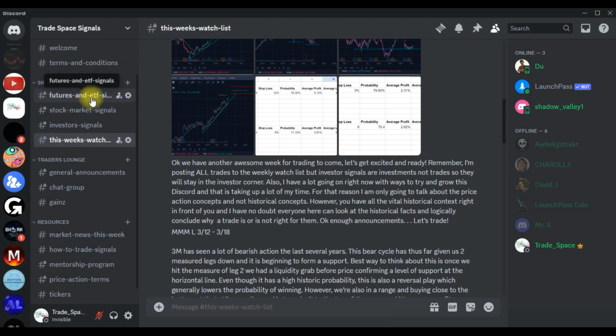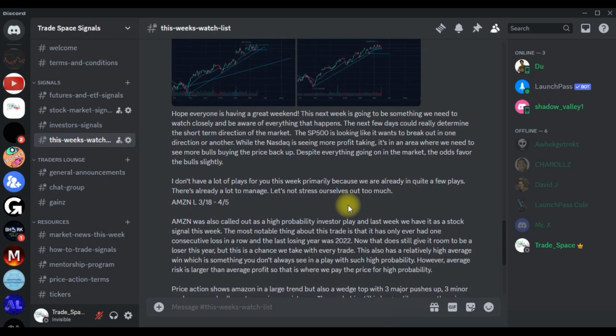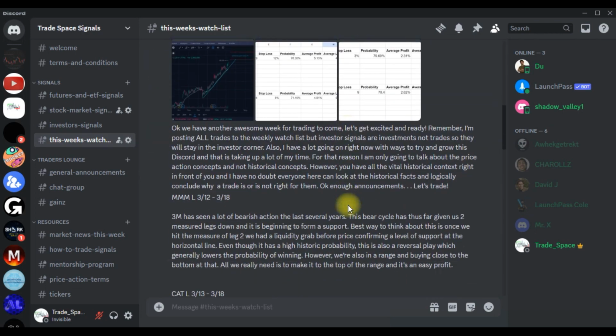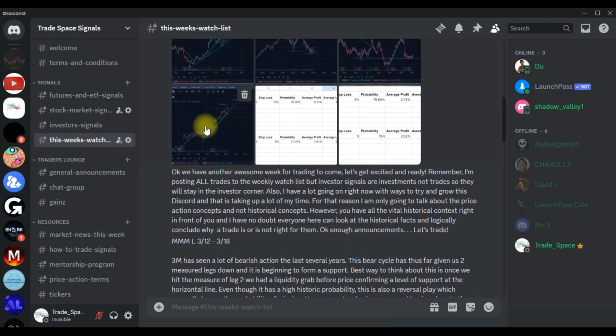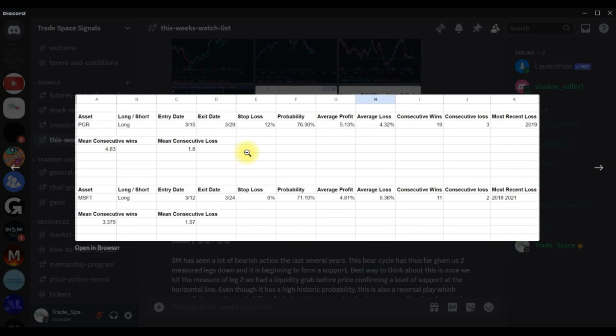Everything's divided. Futures and ETF signals: this is where I post where I enter and exit. Stock market signals I post here when I enter and exit. Weekly watch list: you can see some of the older weekly watch lists that we have. I have redone it some, but we go over both price action analysis as well as historical analysis.